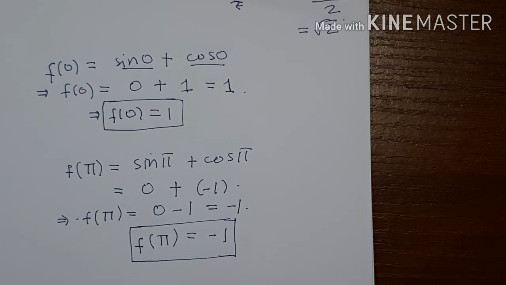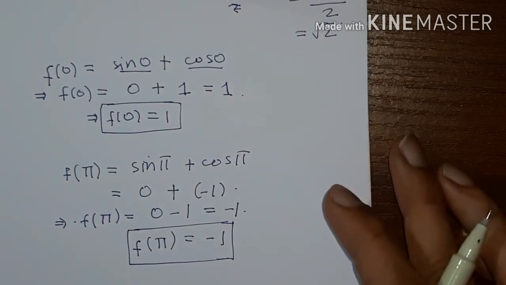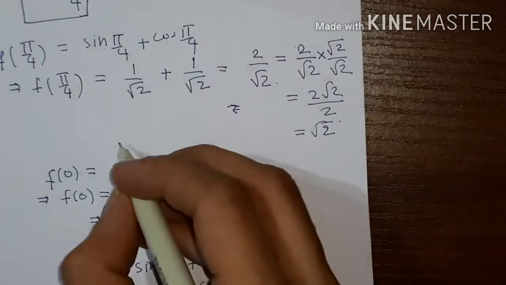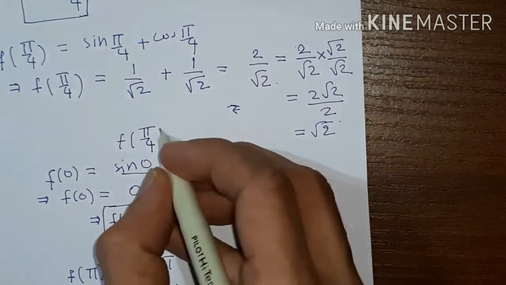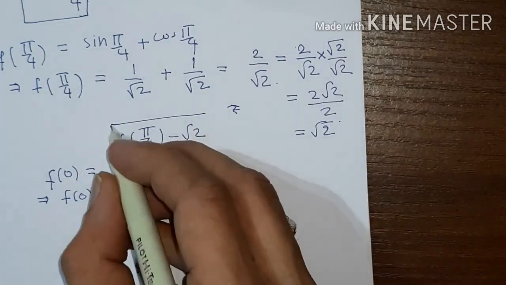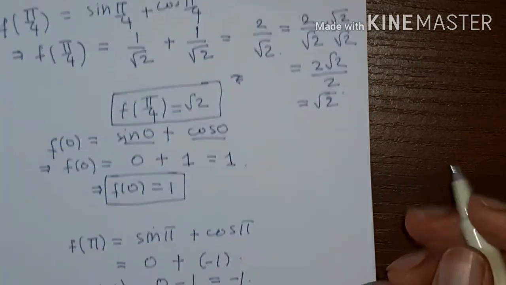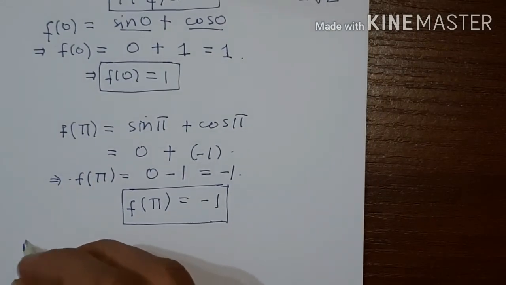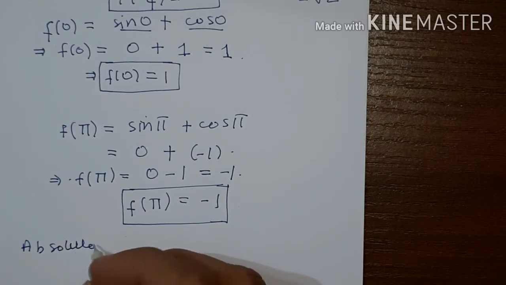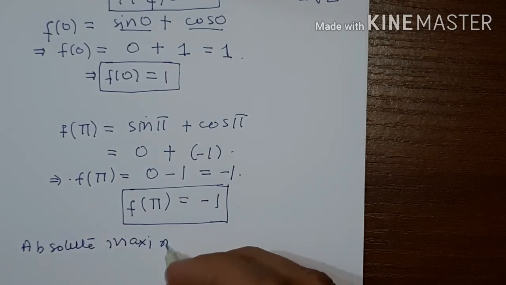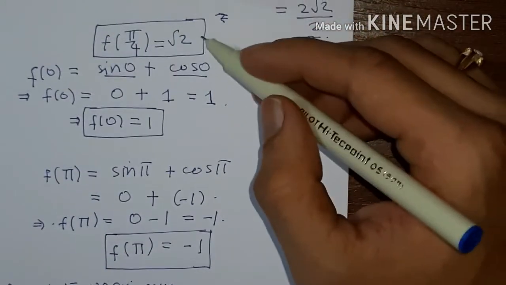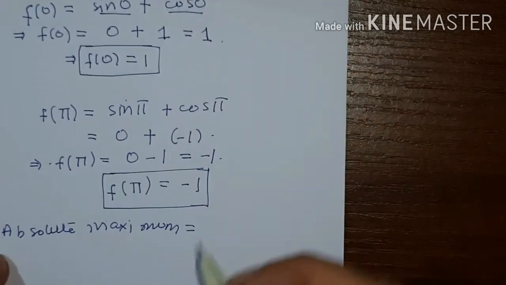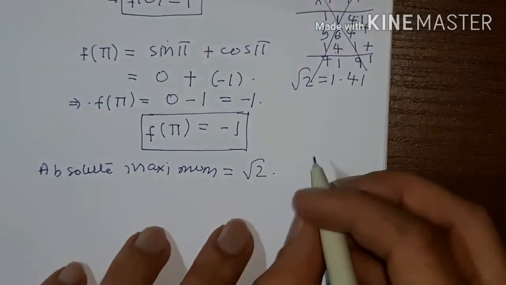Now out of these three values, you have to check which one is the absolute maximum and which one is the absolute minimum. We got f of pi by 4 as root 2 here. So these three values you have. Now what is the absolute maximum? Absolute maximum is the maximum value of the function. So that is root 2, right? So 1.41.